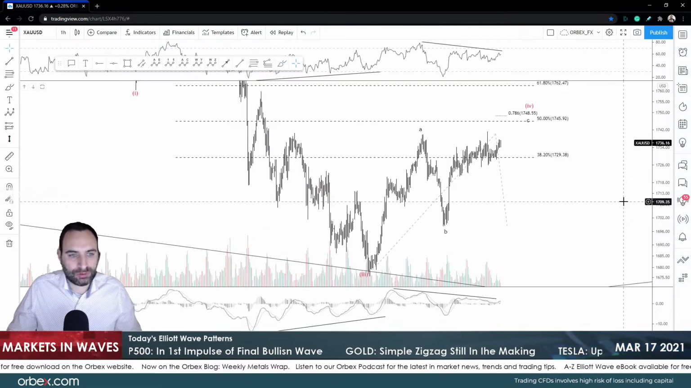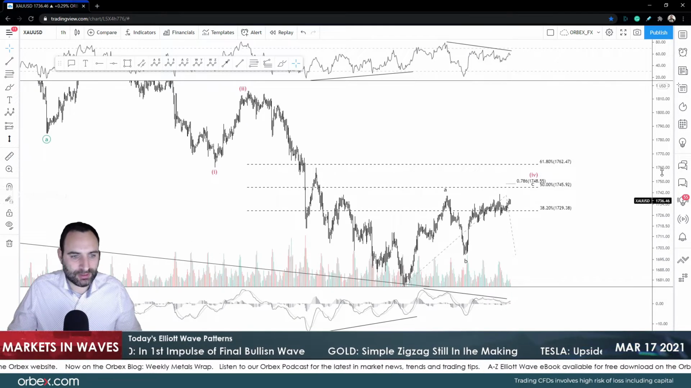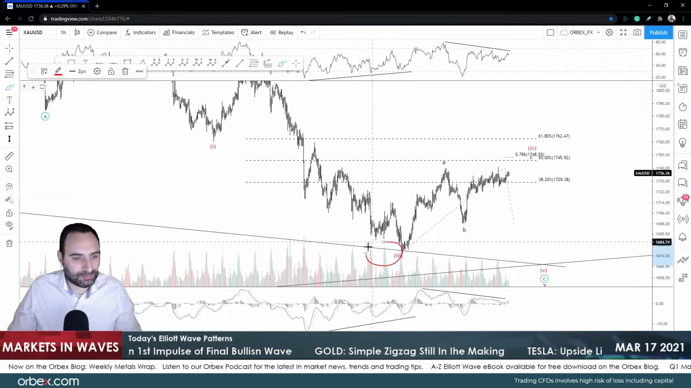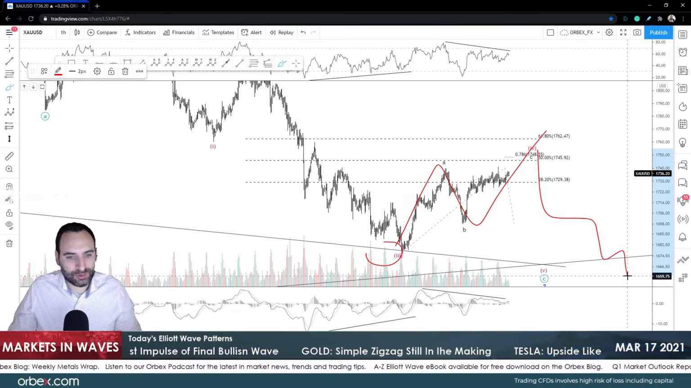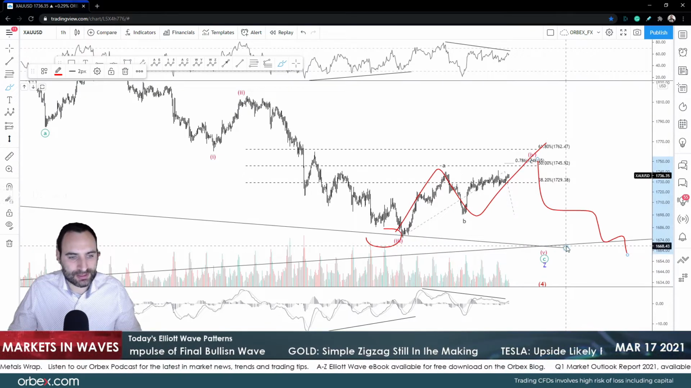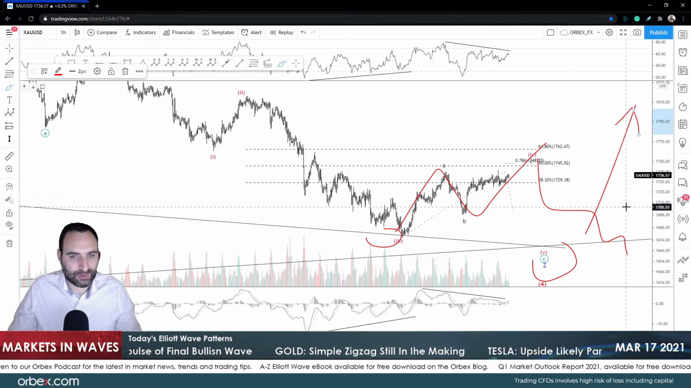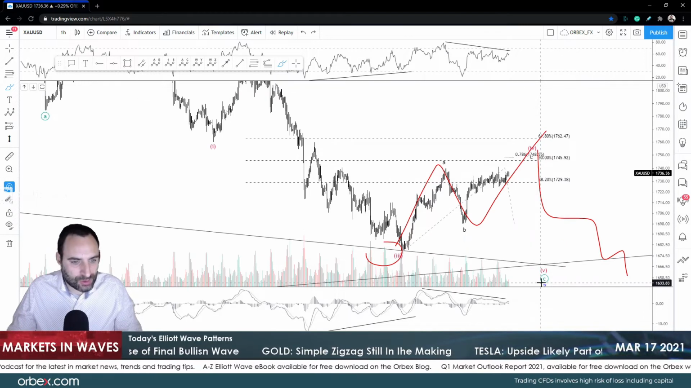Now on gold, it's got an interesting pattern over here. Here's what I'm looking for: another wave up and then a continuation to the downside to end around the 1668 or so. This is where the triple zigzag is going to finish, and then from there we're looking for prices to start moving higher.